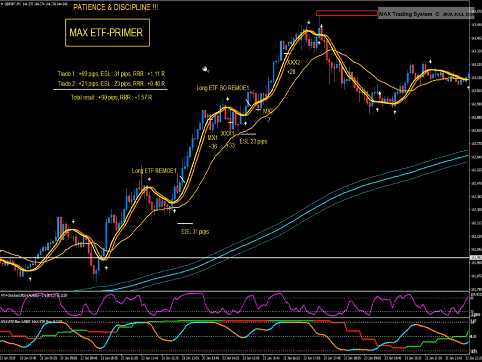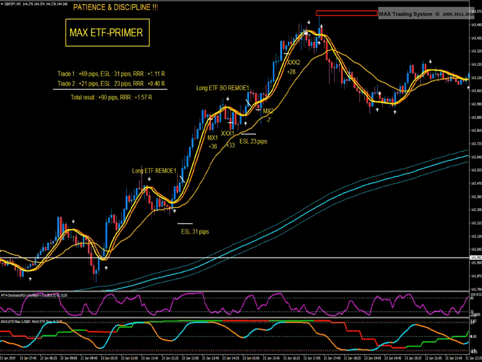So with the MAX Primer, we have very simple trades. One trade is made of 2 or 3 decisions. First of all, we open the trade, then possibly we close half of the trade, and then the last decision is to close the remaining open trade. Let me illustrate that on this chart and explain what we have on the chart.